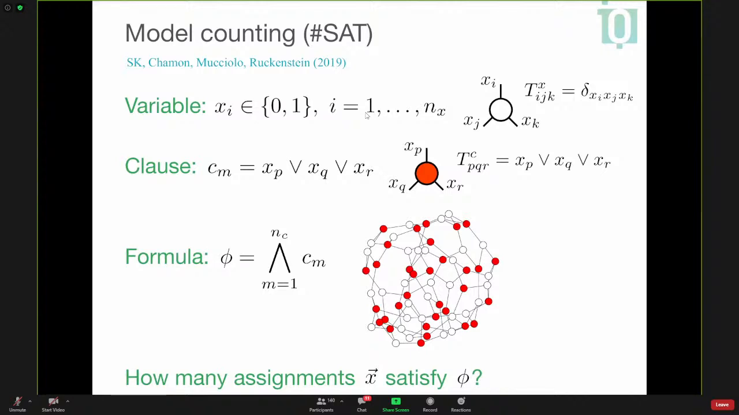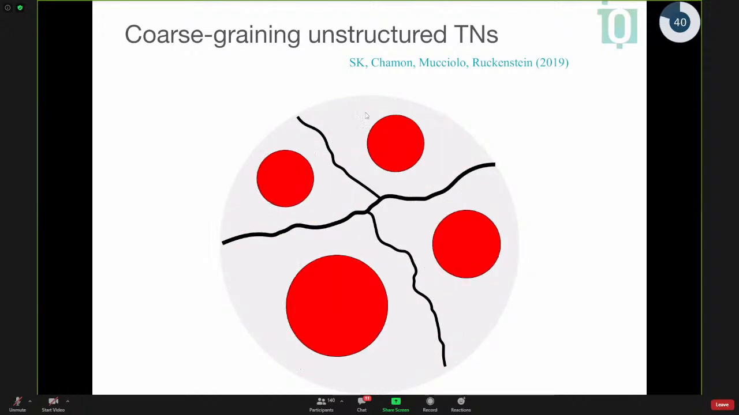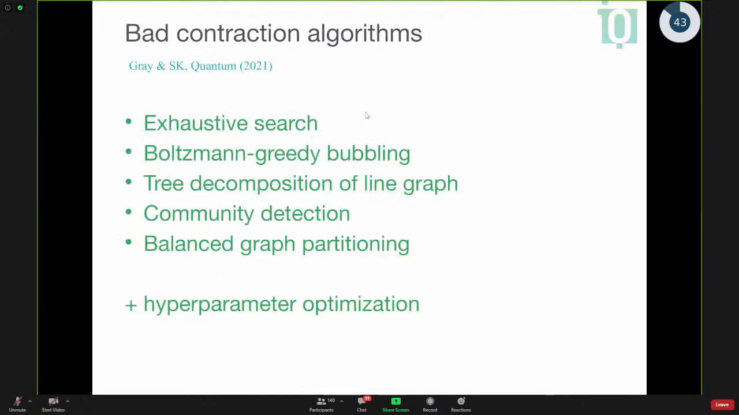Yeah, hi, this is Anuj here. So you mentioned in one of the following slides about the bad algorithms, I think, for the ordering. So could you specify which are the most effective as of date, which are the most effective algorithms for tensor network contraction?